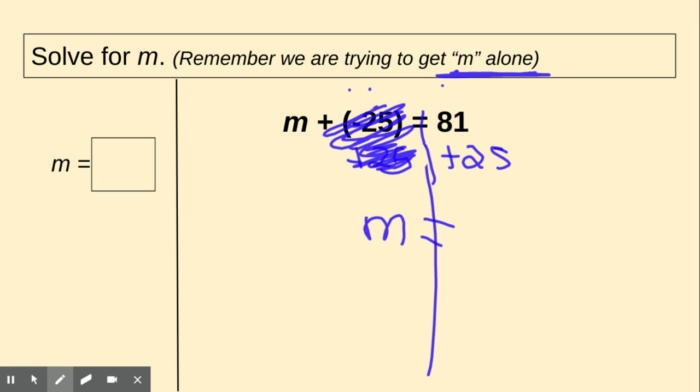Now we have to add 81 plus 25. And 81 plus 25 is 106. So m would equal 106.